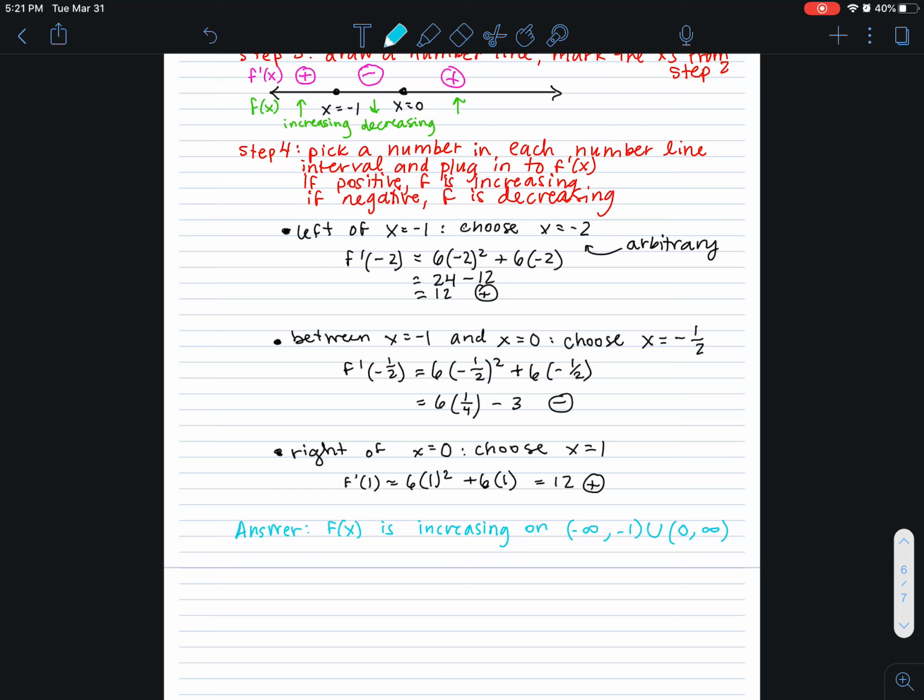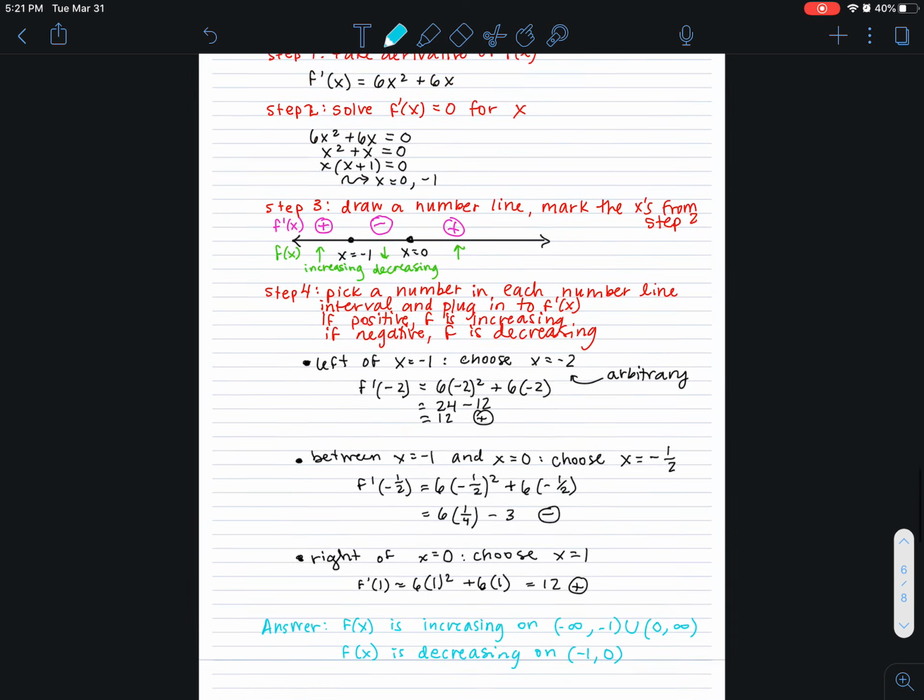Okay? It's weird saying okay because you guys can't actually answer me. Anyway, and then for our answer, we'll say f of x is decreasing on -1 to 0. Again, not including either of those points. All right, so that is how to deal with that kind of problem.